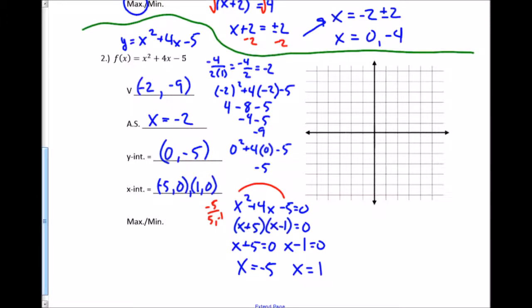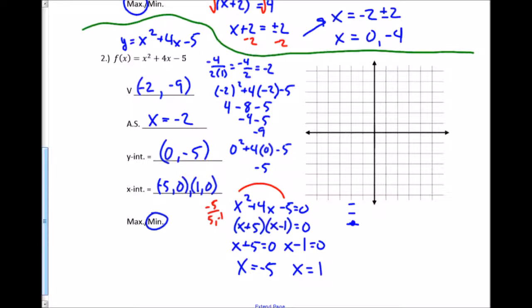This one's got a positive a value, so it opens up, which means my vertex is a minimum. And as I go to graph this thing, negative 2, negative 9, let's see, 1, 2, 3, 4, 5, 6. I'll just extend the graph, 7, 8, 9. You can rescale the graph. You can go by 2s or something like that.